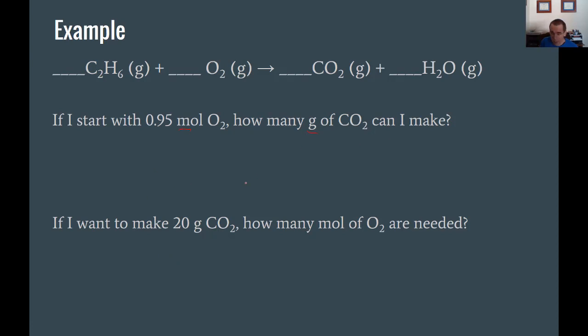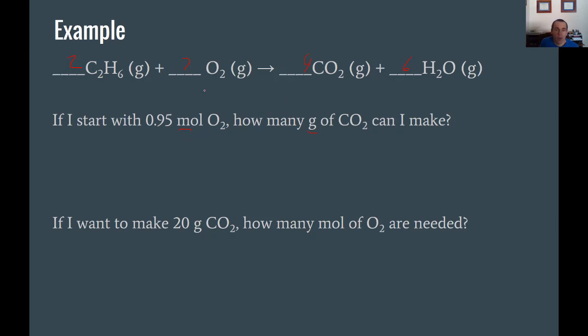Now, this next problem says, okay, well, now we're going to move back and forth between moles and grams, but that's okay. We've been doing that all year. We need our periodic tables, but we can do this. This is the same chemical equation, so 2, 7, 4, 6, and we start with 0.95 moles of O2. How many grams of CO2 can I make?